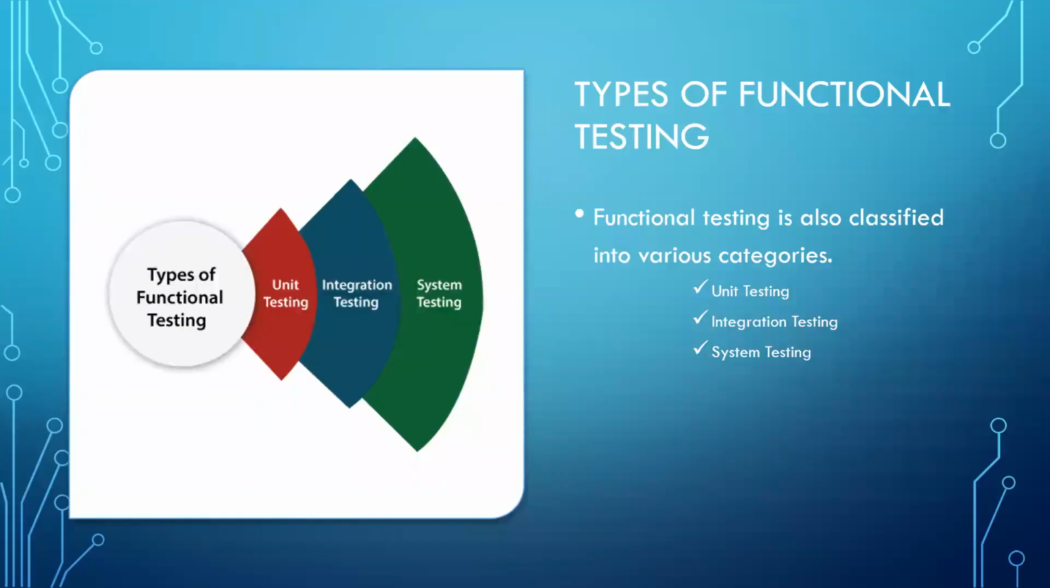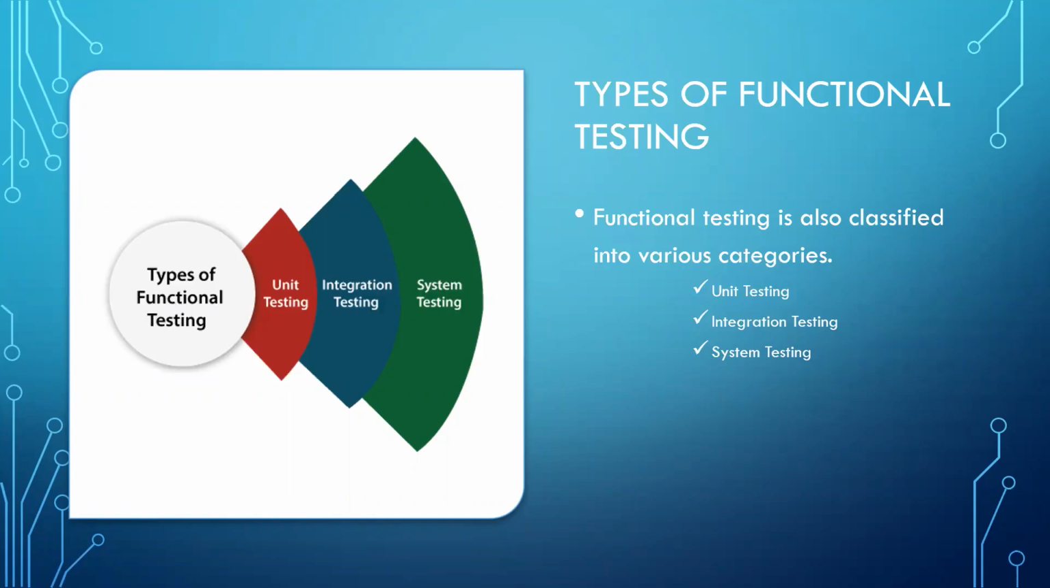So next you can see types of functional testing. As we discussed, we have unit testing, integration testing, and system testing. These are types of functional testing. And we have levels of testing also, which comprise unit testing, integration testing, system testing, and acceptance testing. But this comes under types of functional testing.